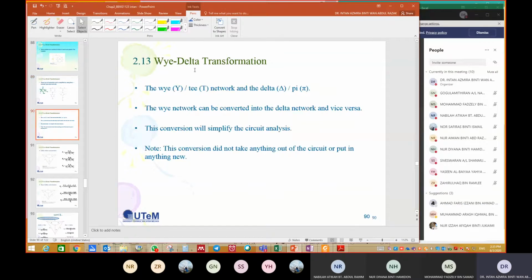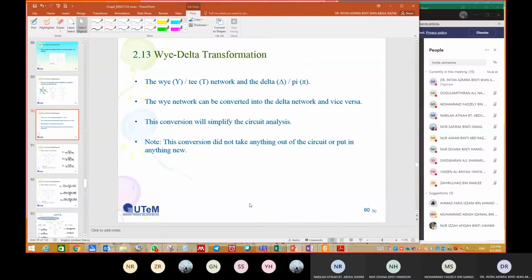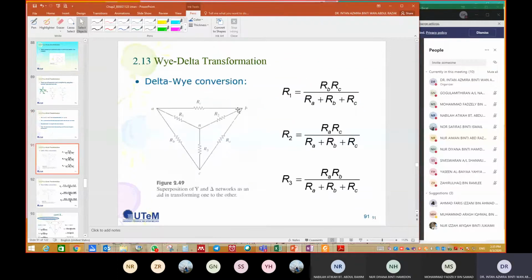Why do we convert Y to delta or delta to Y? To simplify the circuit analysis. This conversion does not take anything out of the circuit or put in anything new. This is the formula to convert delta to Y. The original circuit is delta. We have RA, RB, and RC. This is delta, and you want to convert this to Y, with R1, R2, and R3 inside.